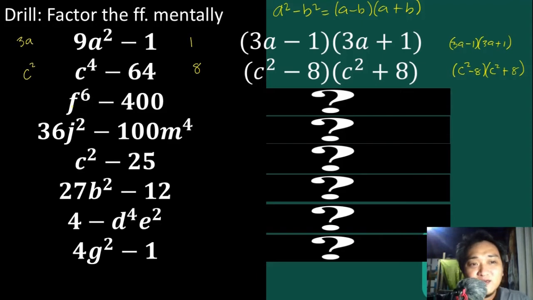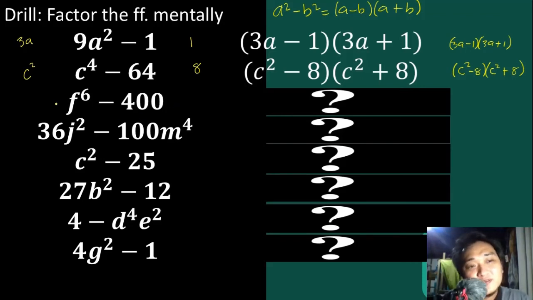How about f raised to 6 minus 400? Oh, medyo lumaki ata yung number natin, ano, 400. Huwag kayong problema kasi meron naman yung perfect square number. You can make use of your calculators if you want and get the square root of 400. Or we could actually factor 400 into prime factors and then let us find out what this is. We could look for the square root of 400.